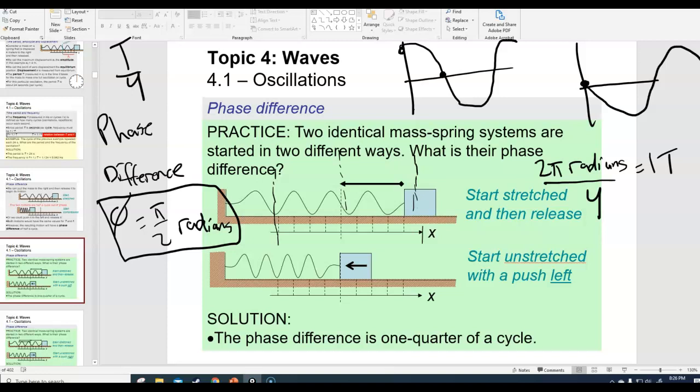In the next video, we'll take a closer look at what the graphs for simple harmonic motion look like, and we'll talk about energy considerations in simple harmonic motion, and then after that we will move on to talking about traveling waves.